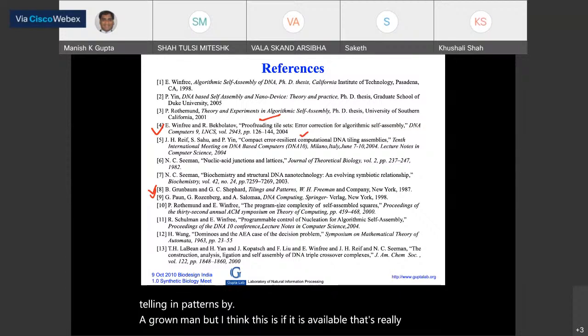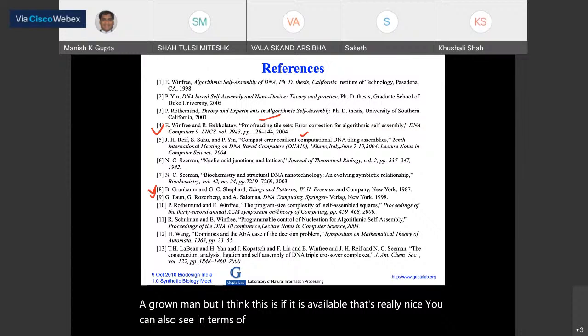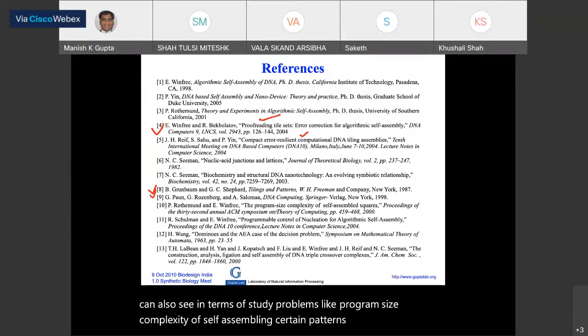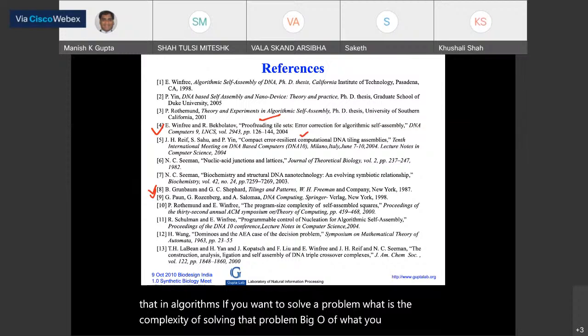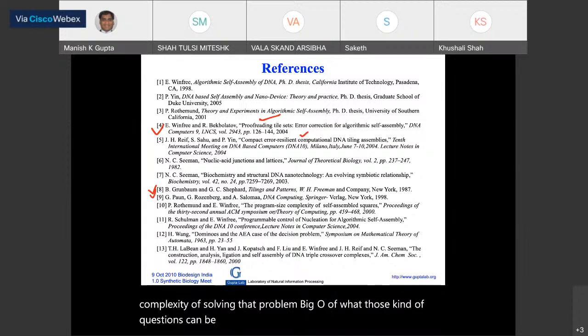You can also study problems like program size complexity of self-assembling certain patterns. So one can ask different kinds of questions. How much time, what is the complexity? Just like in algorithms, if you want to solve a problem, what is the complexity of solving that problem? Big O of what? Those kinds of questions can be asked. I will slowly go into more details about these things.